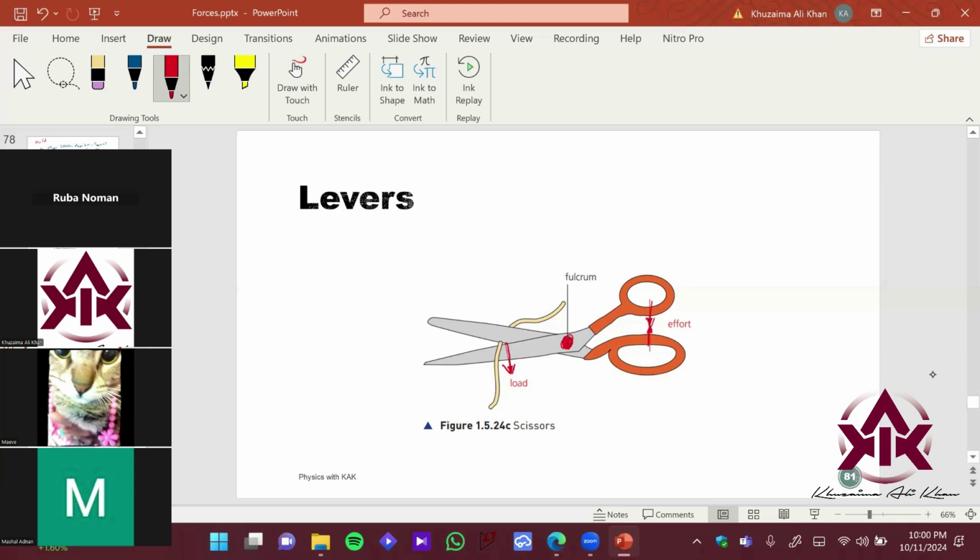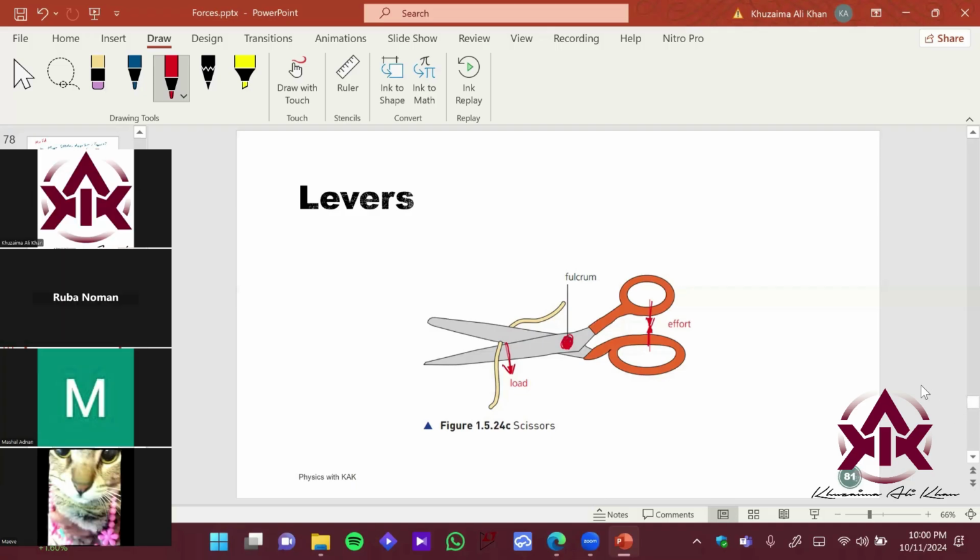Yes. Sir, fulcrum is basically the pivot, right? Yeah, pivot around which it is centered, okay, right? Which is holding everything together. Okay.